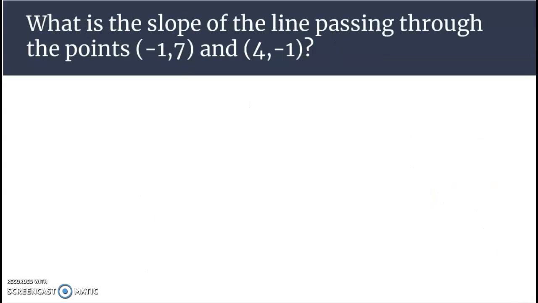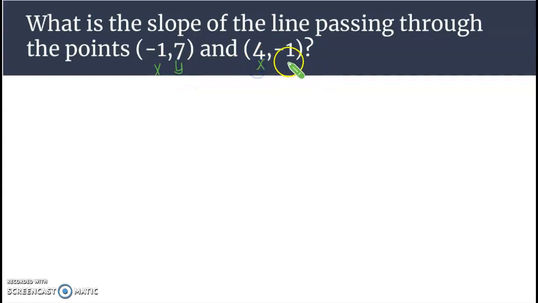Alright, now we're going to talk about finding the slope of a line between 2 points. Finding the slope of the line between 2 points. Alright, so into this one here, we're finding the slope of the line passing through the points -1, 7, and 4, comma, -1. So I'm going to label these x and y.